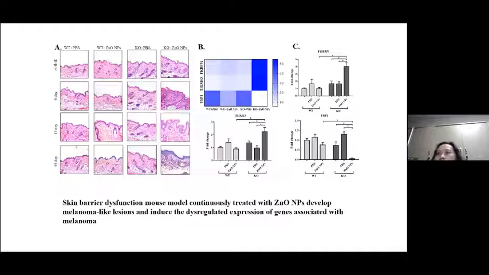And for FKBP51, some research reported it is associated with the beginning and progress of melanoma. And for these three changed genes, we also use qPCR to verify them.